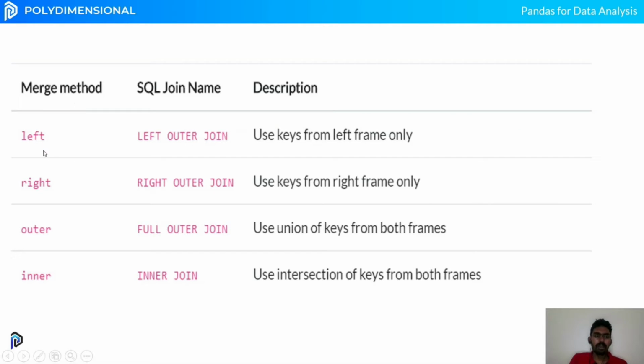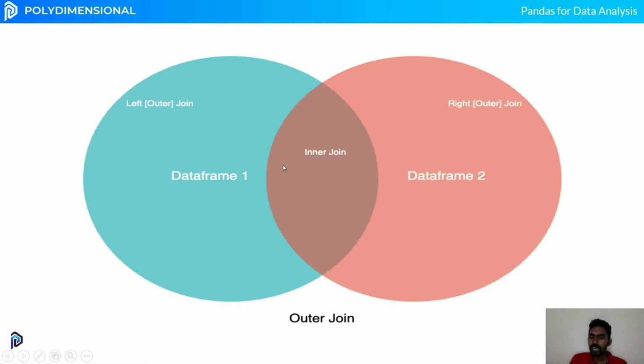The merge method can be done in different ways. You can use left, right, outer or inner join. What this actually means, I will show you with the Venn diagram. When you're using inner join, it is like an intersection. If a key is present in both the data frames, it would be included, or else it would not be included. So that's about inner.